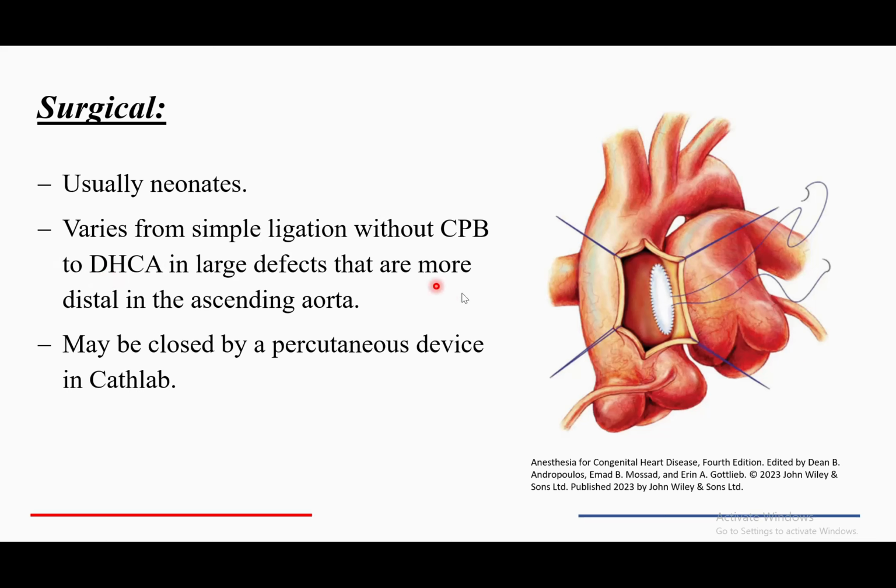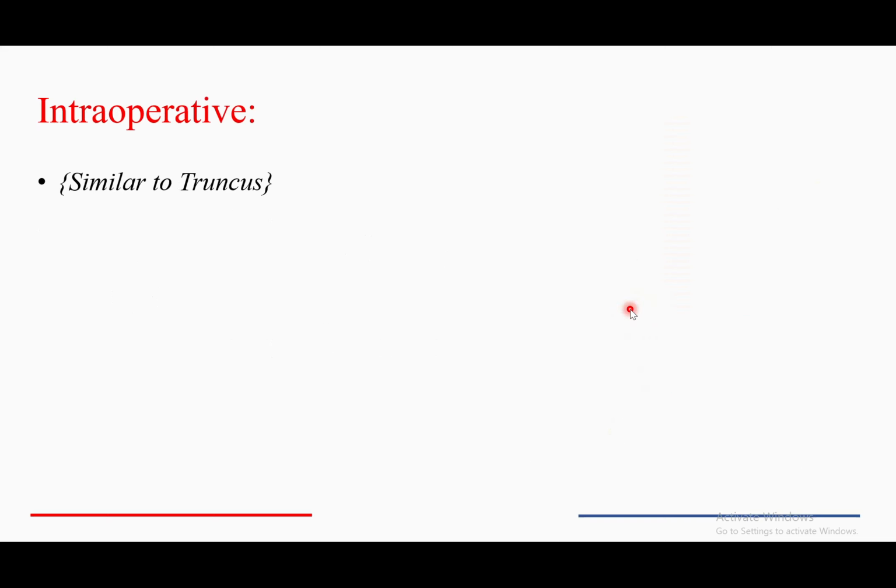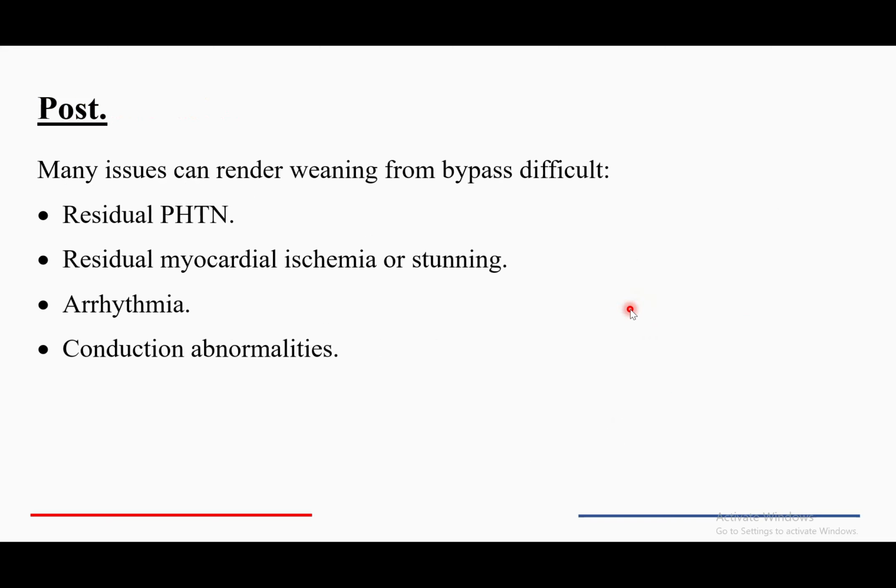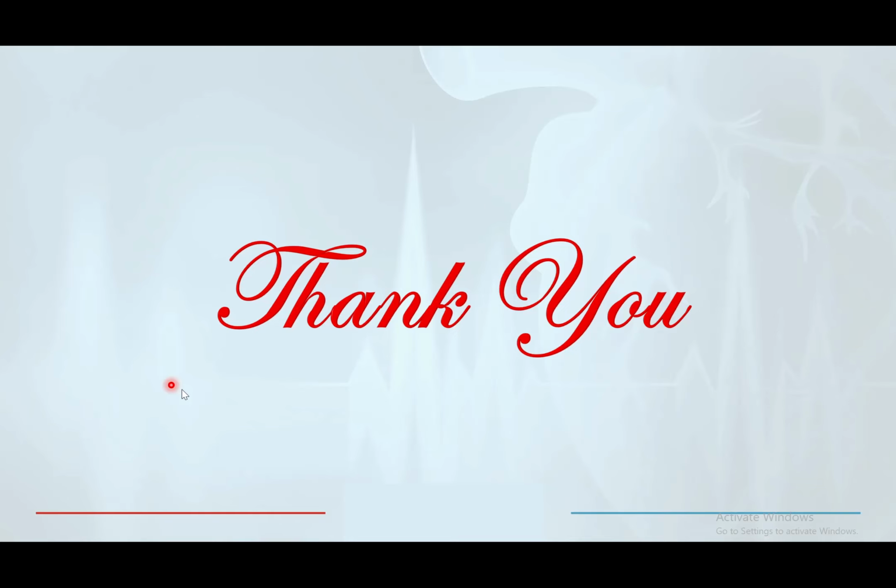Large defects that are more distal in the ascending aorta may be closed by a percutaneous device in the cath lab. If the defect is small, we may close it by the device. So the presentation is highly variable in these cases, and the management is variable accordingly. Intraoperative, similar to the Truncus arteriosus. Postoperative, many issues may render weaning from bypass difficult, similar also to the Truncus: residual pulmonary hypertension, residual myocardial ischemia or stunning, arrhythmias, conduction abnormalities. And thank you.